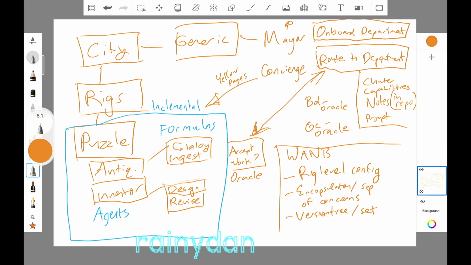It might mean that if somebody else really wants to do puzzles, they can take those agents. If somebody really wants this concierge routing, they could do that. If somebody wants the accept work and oracle type aspects, they could do that. This is sort of like cross agent composition. We did look a little bit at formula composition.